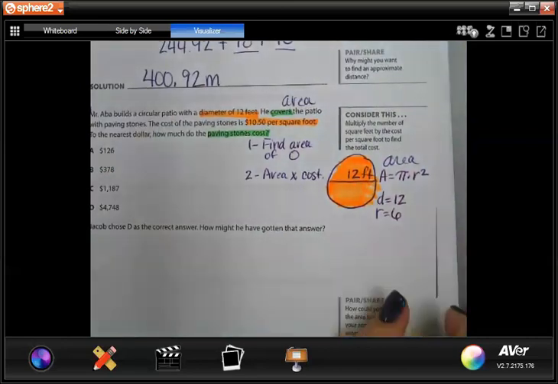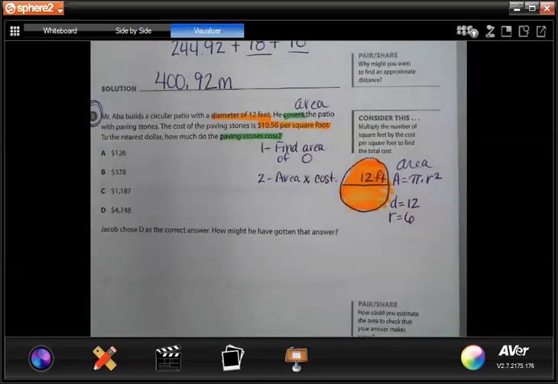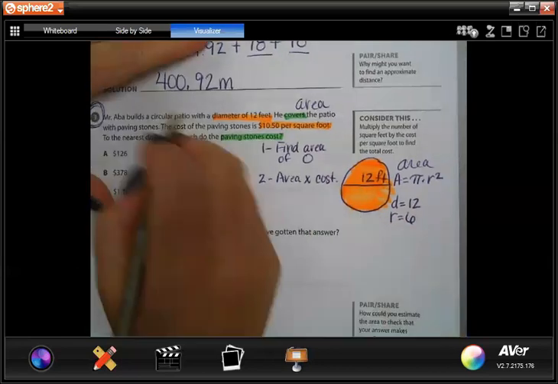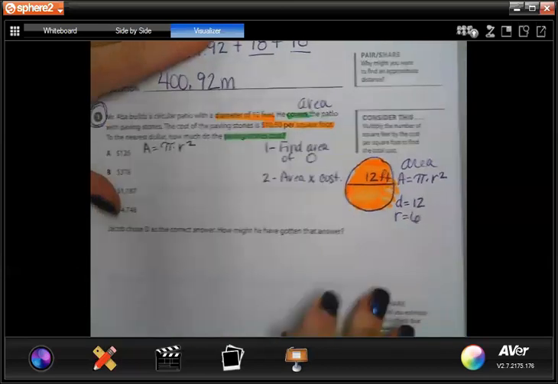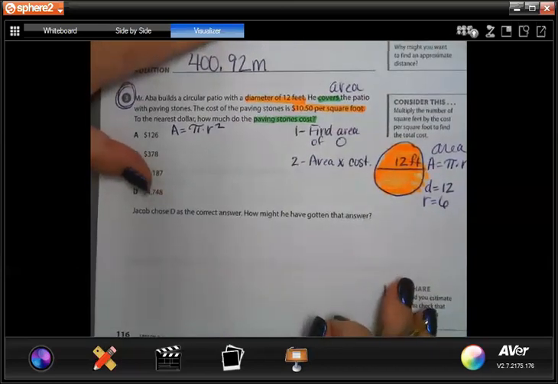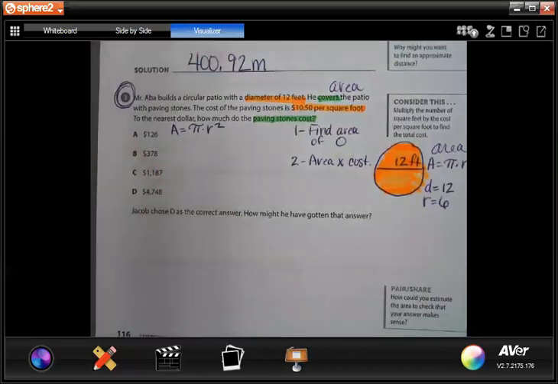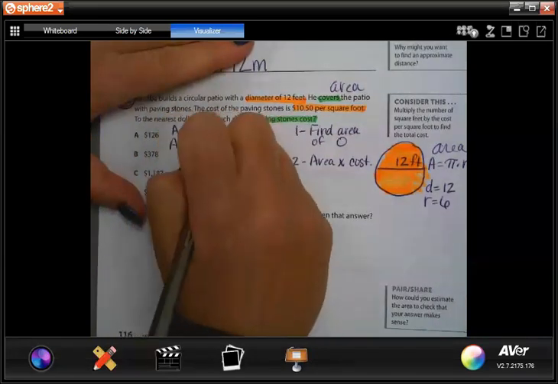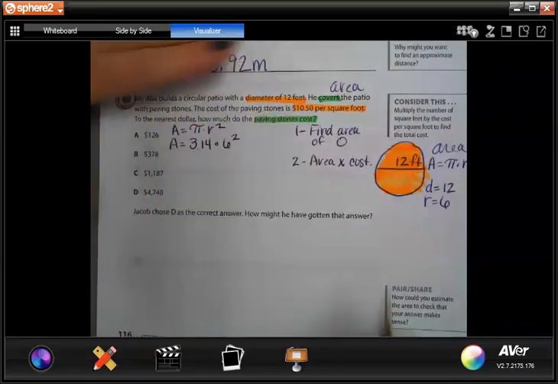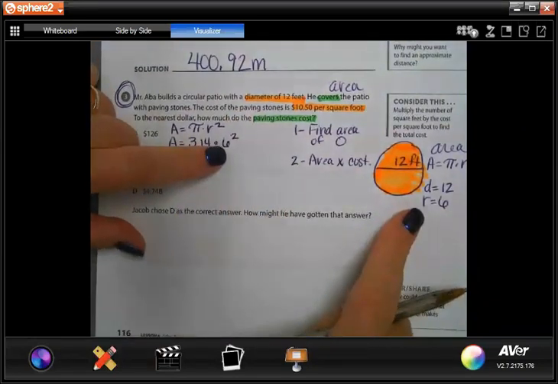Okay, so now that I know some important information, my first thing I want to do is find the area of that circle. So area equals pi times radius squared. Obviously, if I'm solving for the amount, I'm not going to use pi. I'm going to use 3.14. So area equals 3.14 times 6 squared, because I got the 6 because it's the radius.